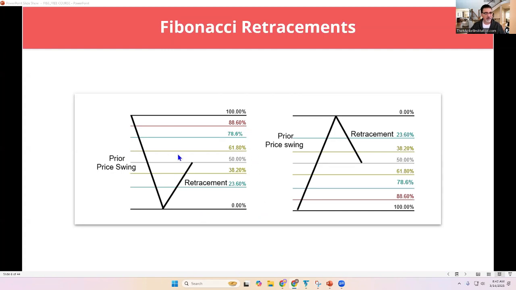Now, if you're drawing from low to high or high to low, depending on the software that you have, the retracement back up inside the prior swing is what we are measuring. The prior swing is 0 to 100. The move back up or the move back down is related to the prior swing. Using those percentage retracements, we often see that price changes direction off of those levels.